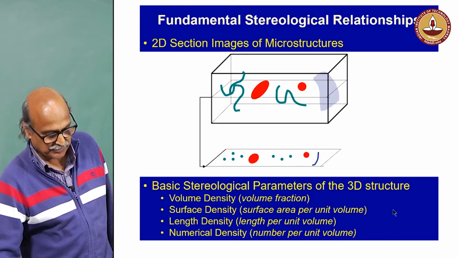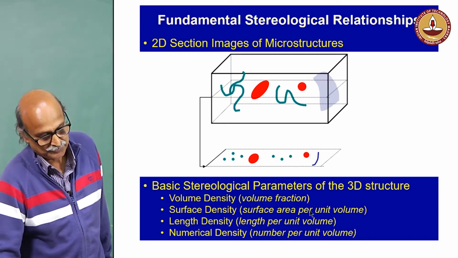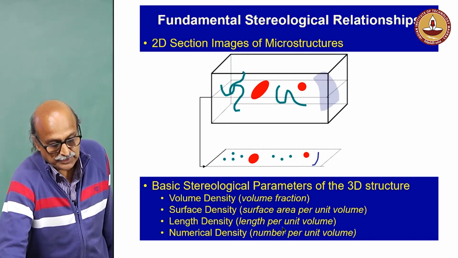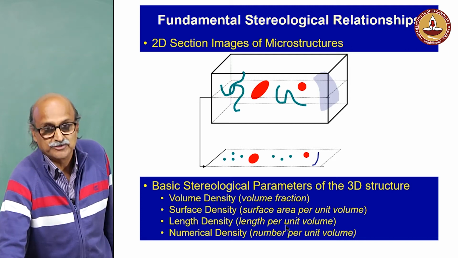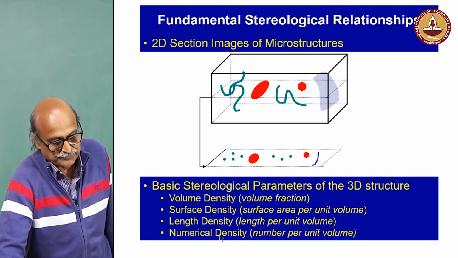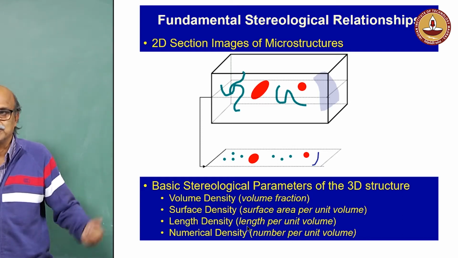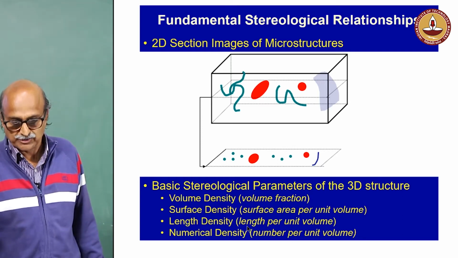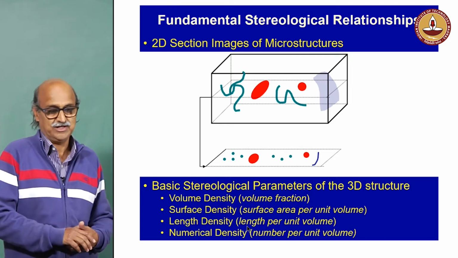Then you have surface area per unit volume. How do we get at that? Length per unit volume, if I have linear elements in a microstructure like dislocations. And if I have precipitates, I want to count the number of precipitates per unit volume, so numerical density. So these are the four relationships we will first see.